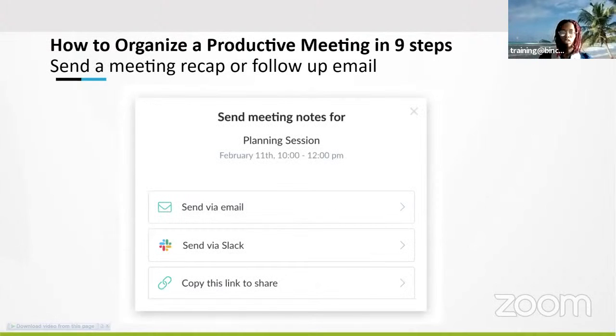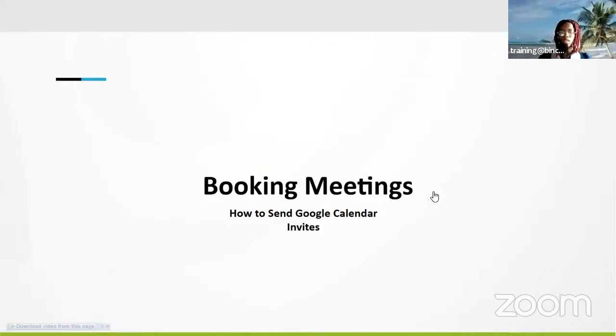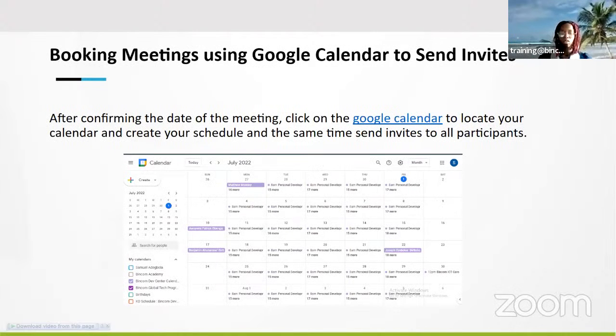So if you're using the Fellow application, you can easily share the recap via email with this option, send via Slack, or copy the email to that meeting recap. So if we are booking meetings, on the other hand, we have several ways to book meetings. You can book meetings using Google Calendar.